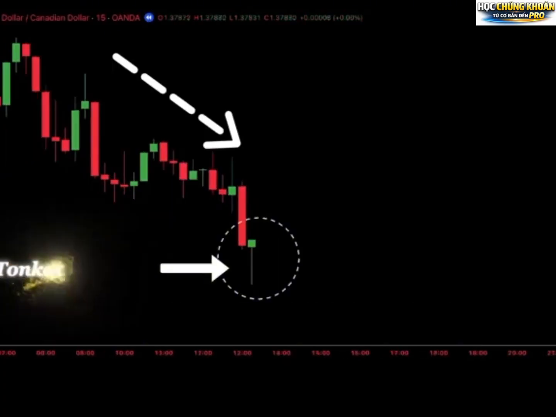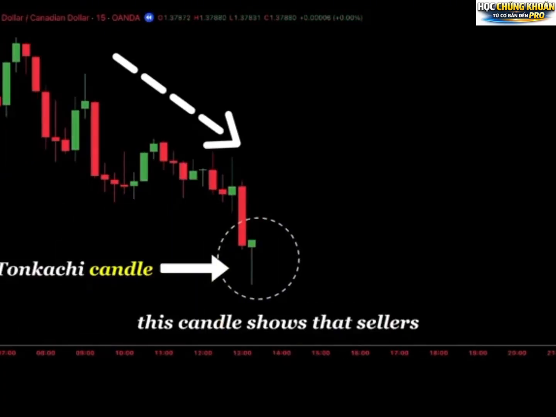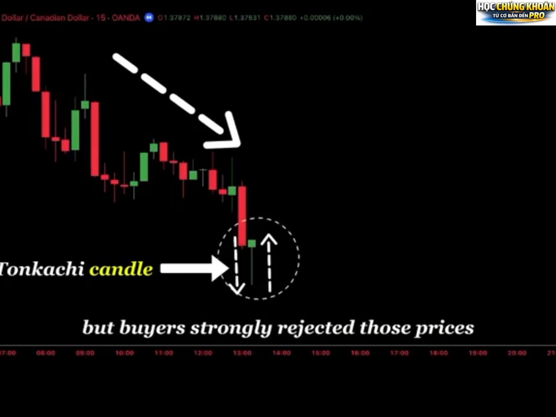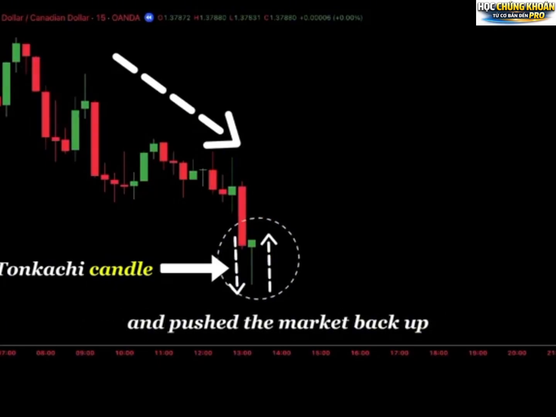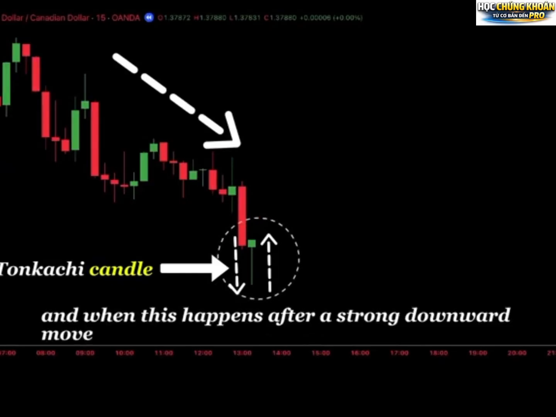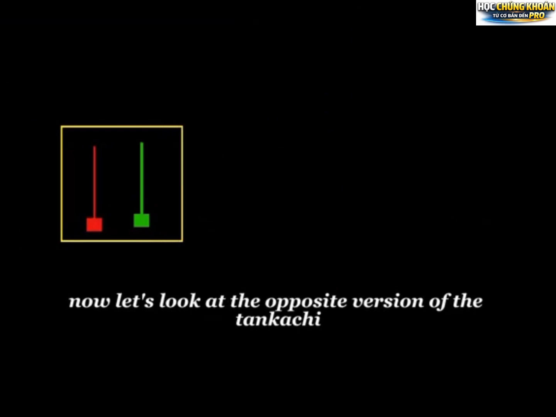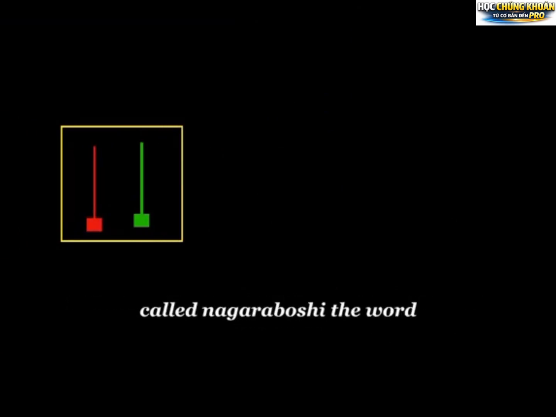But then a tonkachi candle forms. This candle shows that sellers tried to push the market lower again, but buyers strongly rejected those prices and pushed the market back up. This rejection of lower prices indicates buyer resistance first and then buyer dominance. And when this happens after a strong downward move, it often signals that the market may be preparing for a reversal.